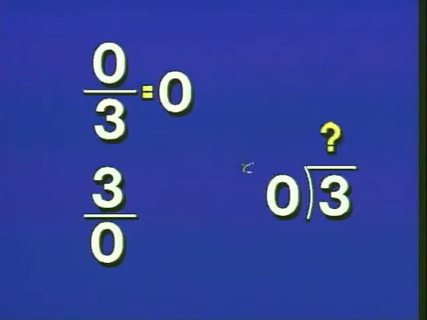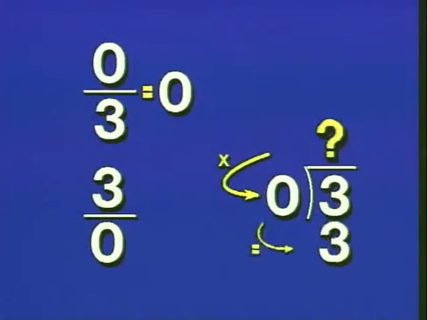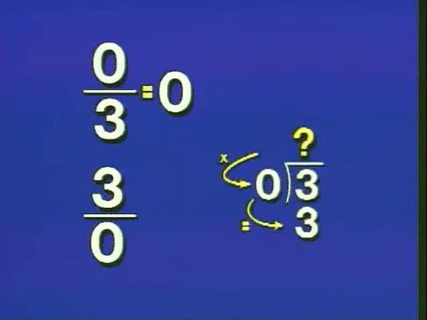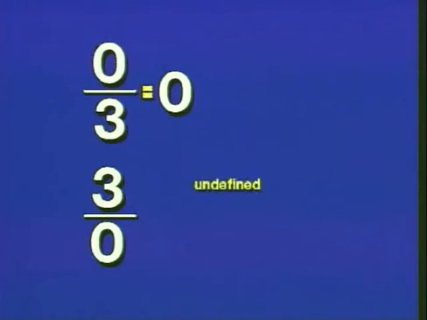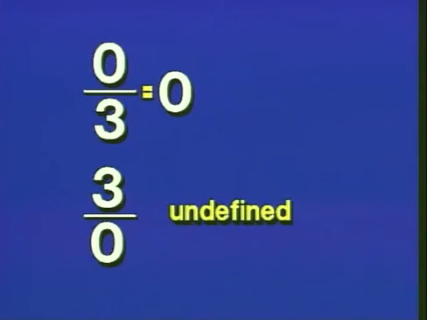But look at 3 over 0. That means 3 divided by 0, or 0 into 3. Again, we're looking for a number which when multiplied times the divisor gives the dividend. In other words, what number times 0 is equal to 3? Well, no number times 0 will be equal to 3. And that's why 3 over 0 is undefined. And any time we have a fraction with a 0 denominator, the situation is undefined.